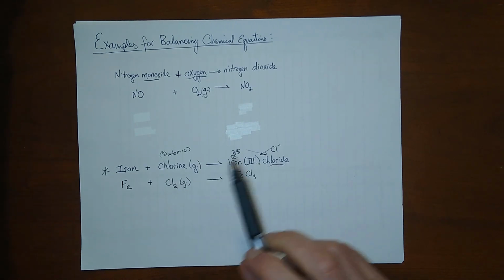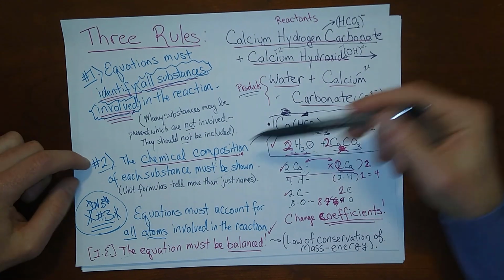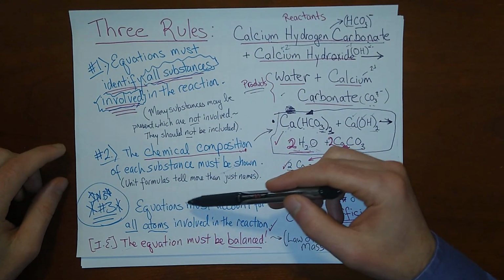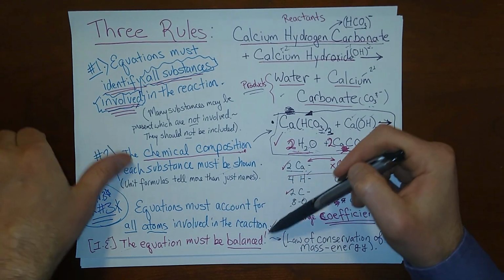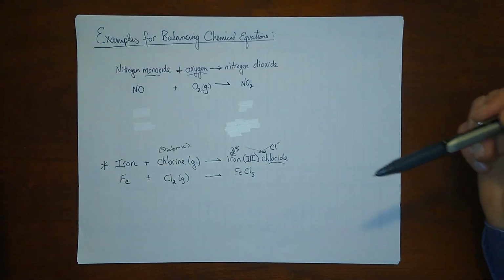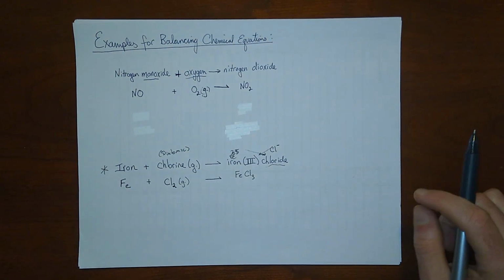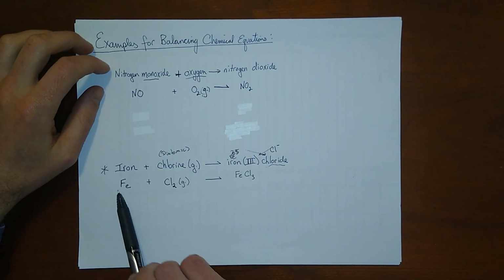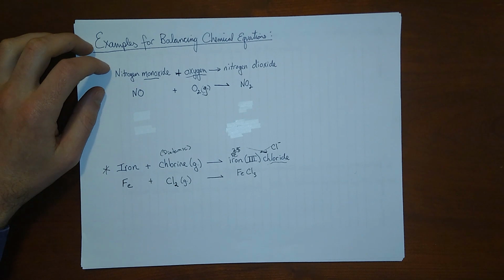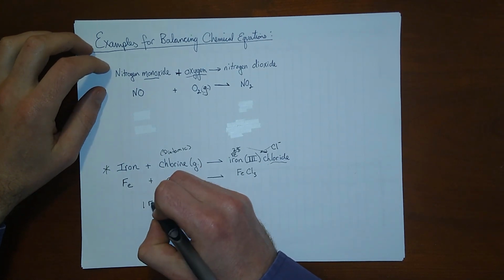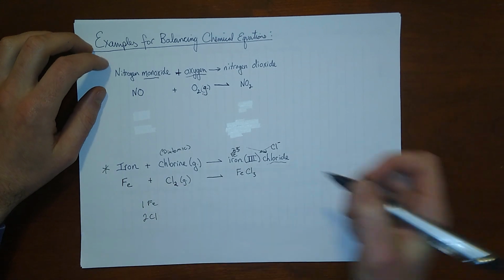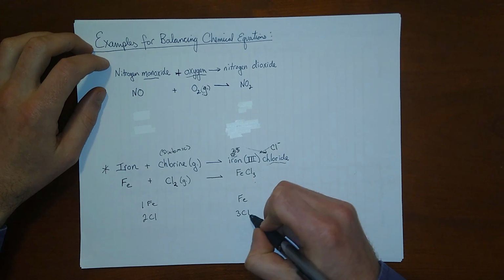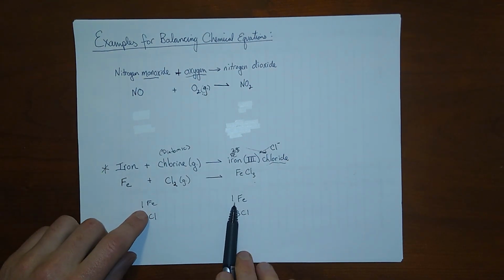Okay, so we've taken care of step 2. The chemical composition of each substance is now shown. Okay, finally, and this is usually the trickiest part, equations must account for all atoms involved in the reaction. In other words, we have to balance the chemical equation to make sure that the same number of each type of element is present on both sides. So here on the side of the reactants, I have 1 iron and 2 chlorine. And on the product side, we have 1 iron, but 3 chlorine. Okay, so the irons are balanced.